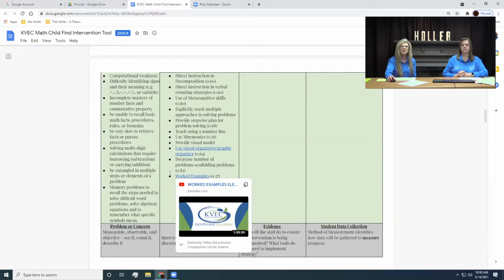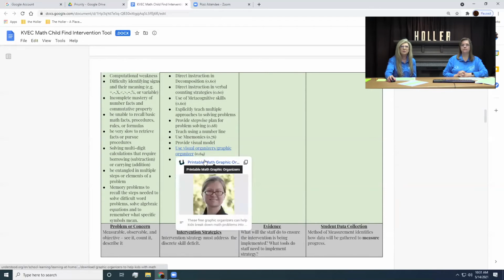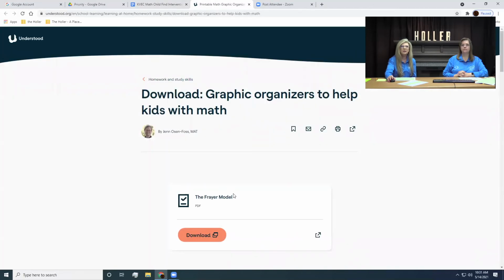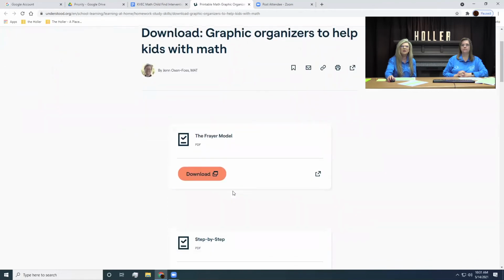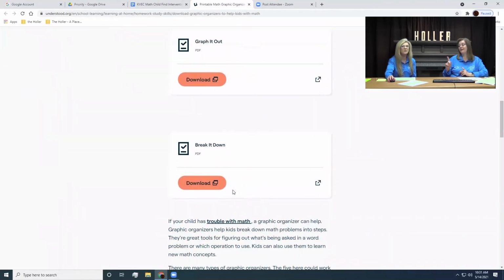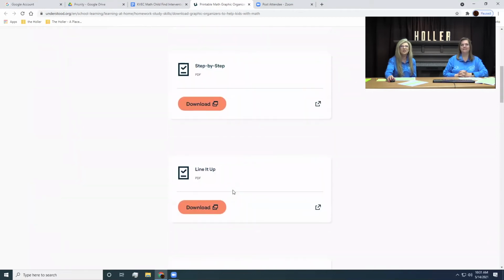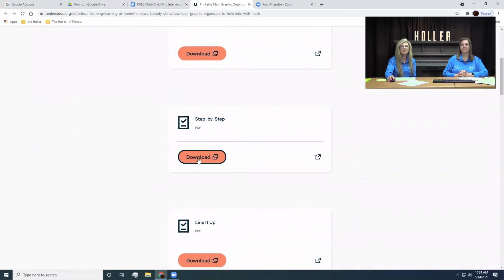And then also up here, we have visual organizers, and this is a really great site to go to. And you see that it gives you all kinds of models that you can download for free. Download for free, yes. It's really great. Just awesome suggestions, and the step-by-step goes right along with that. Worked examples. Ideas.